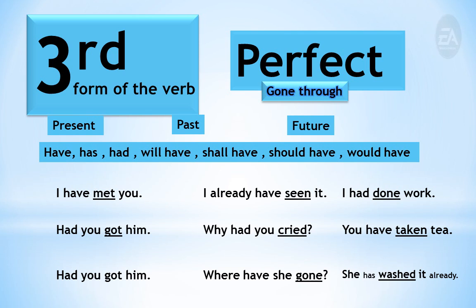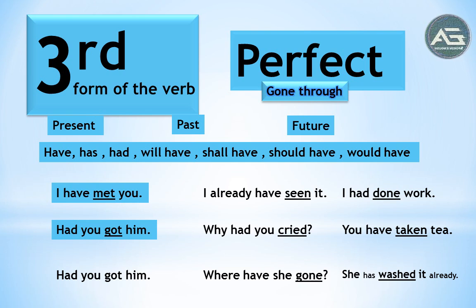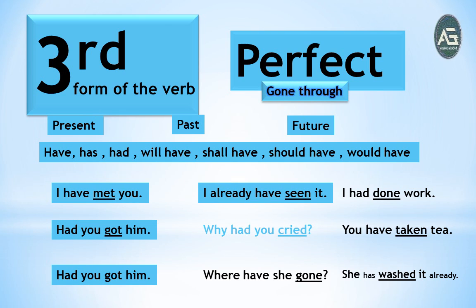For the present tense we use have, has. For the past tense we use had. For the future tense we use will have, shall have, should have, would have. So, I have met you, that means the task has been done. Had you got him? That means the job of meeting or getting is done. Had you got him? I already have seen it. With "already" we use the third form, and using have is very important.